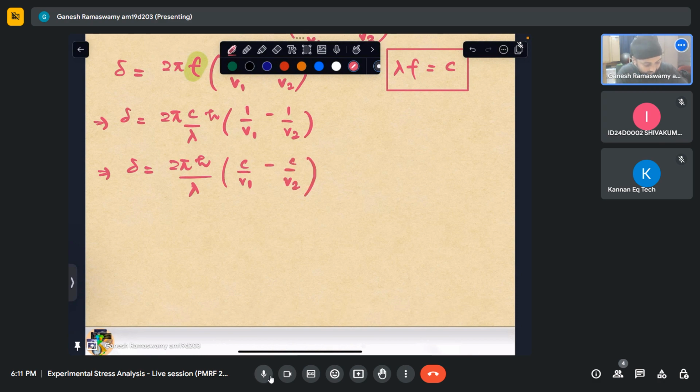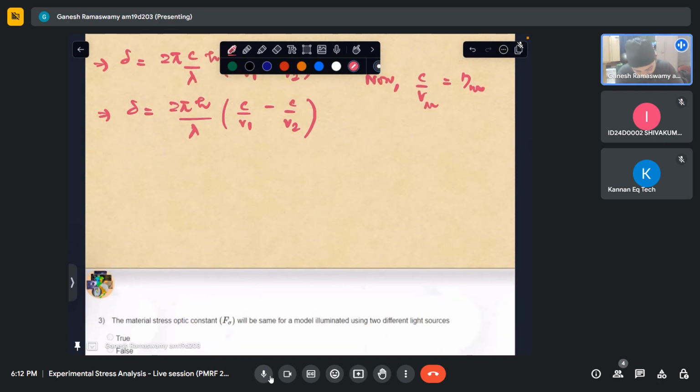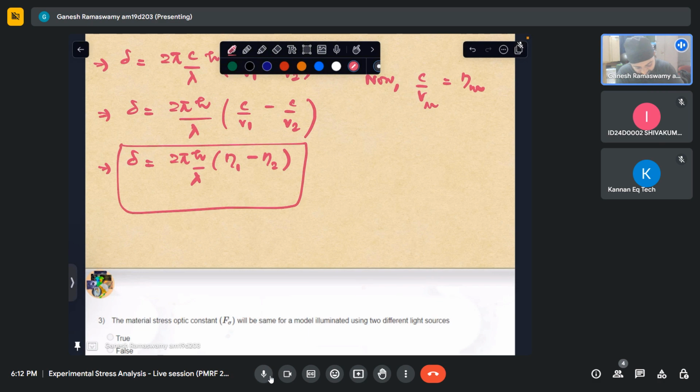Now we know that c by v for any material is the refractive index of that material. And since we are dealing with a birefringent material, there will be two refractive indices, N1 and N2, however we denote it. So this is essentially 2 pi h by lambda into (N1 minus N2). So this is the general expression for our retardation.